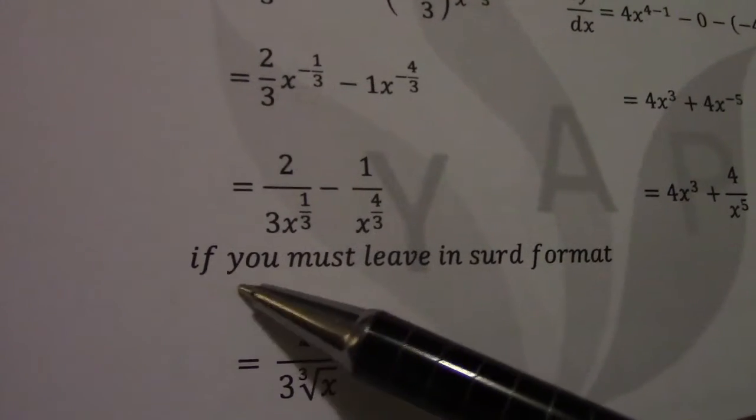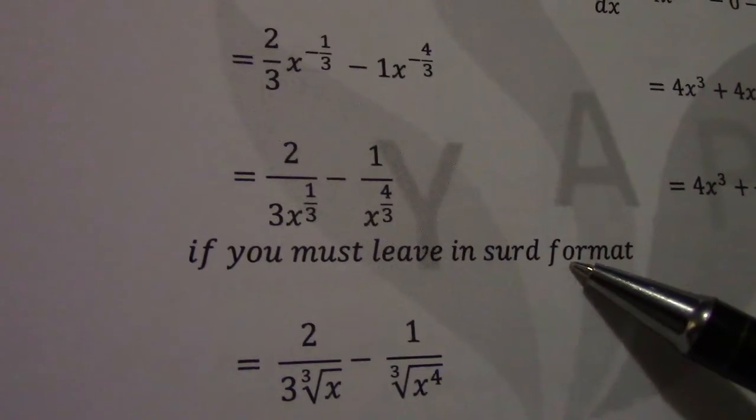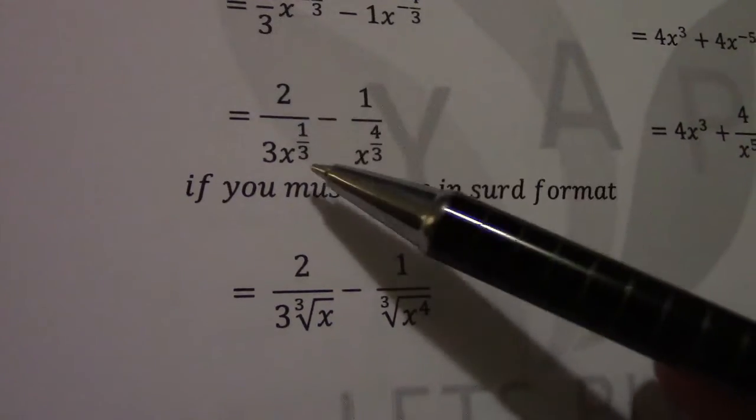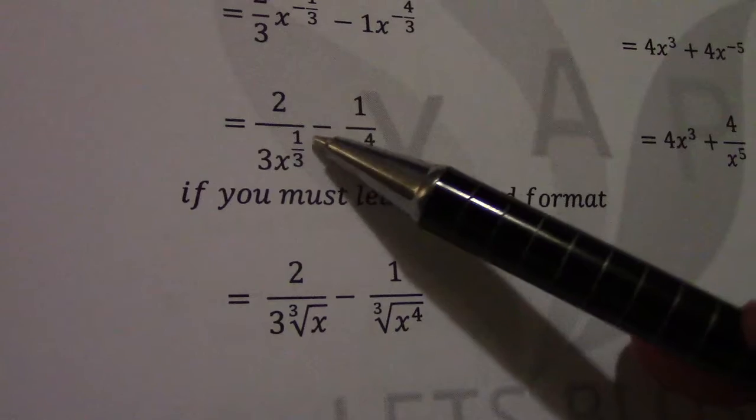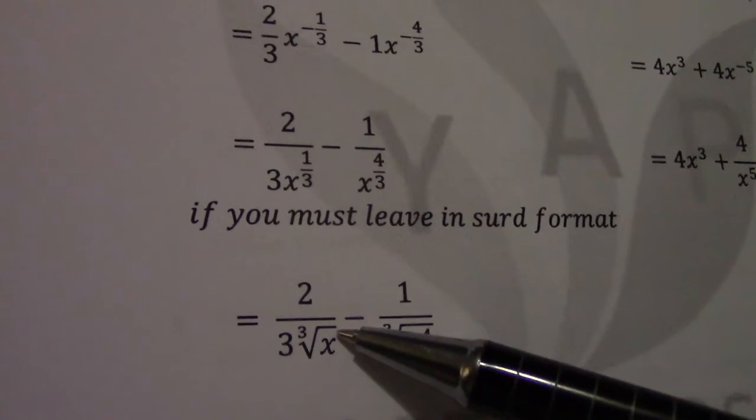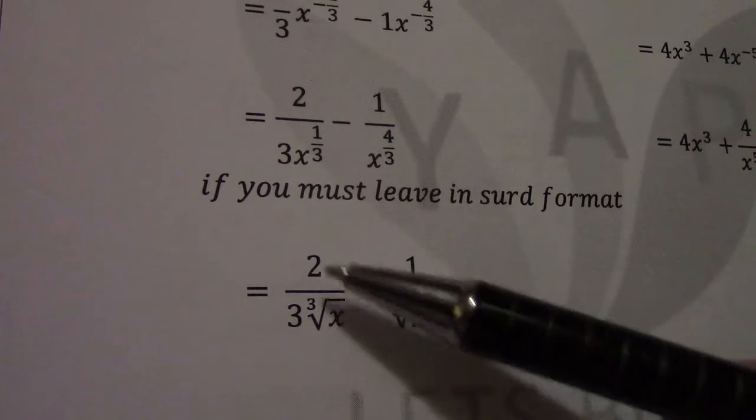Now sometimes we want you to leave your final answer in surd format, so then this answer needs to be taken a step further. So there, 1 over 3 written, remember top goes inside of the surd sign, bottom goes outside of the surd sign. So there's my 1 and there's my 3 there. Top goes inside of the surd sign, 3 goes outside, so that can be rewritten as 2 over 3 cube root x minus 1 over cube root x to the power 4.